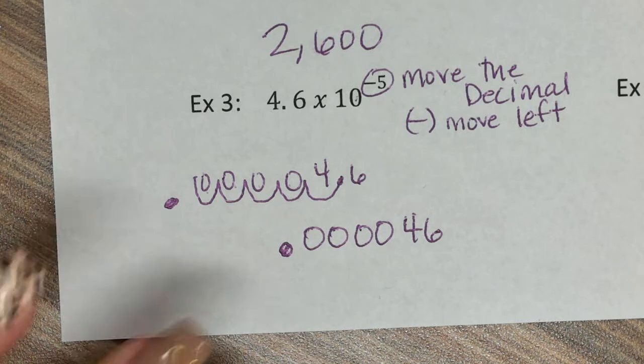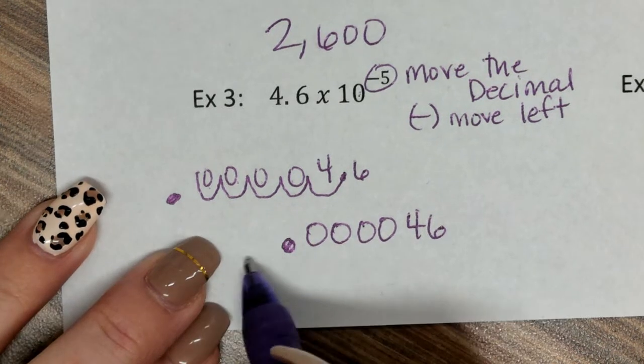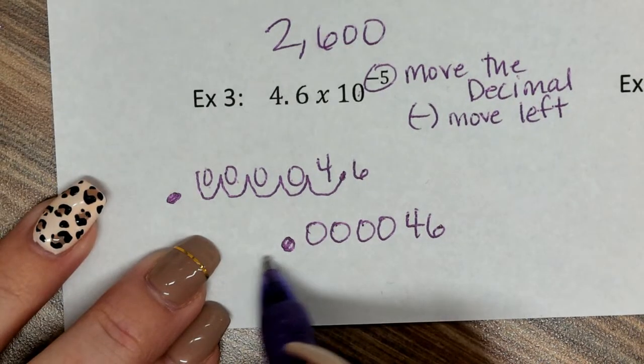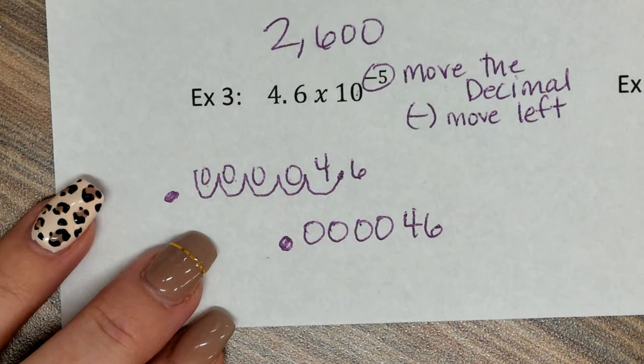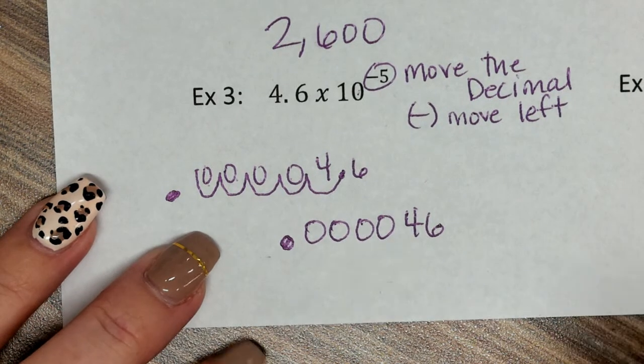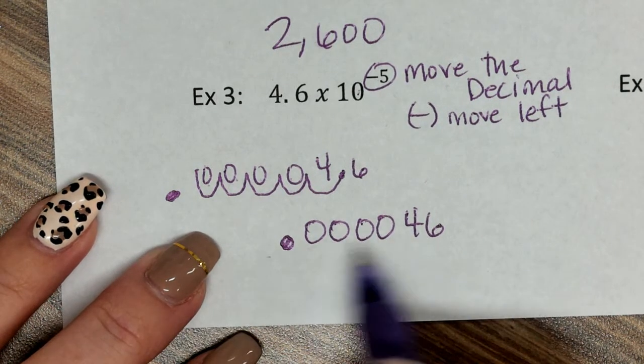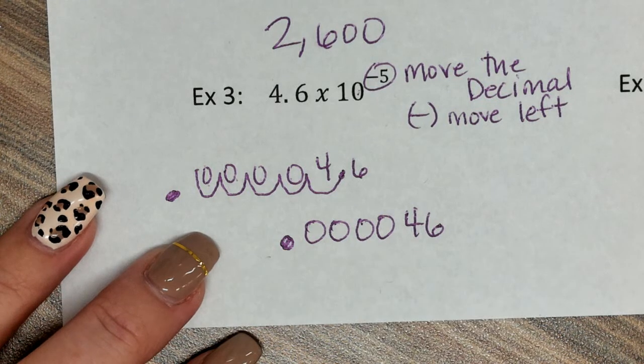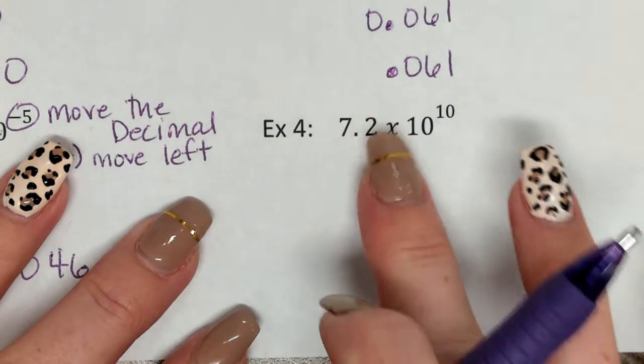Now, question. Could I put a 0 right here and it means the same thing? Yes. Do I have to? No. But these zeros better be there because they are holding a place value. Make sense? All right, what if I wanted to do this one by hand?